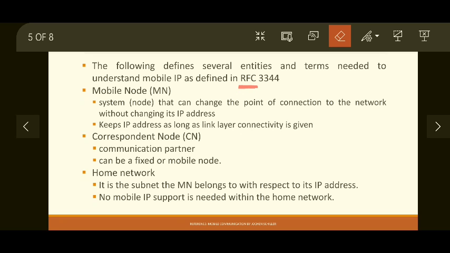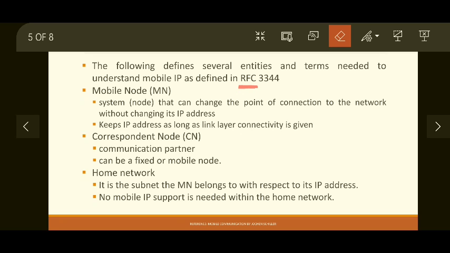It has defined several new entities and terminologies. Let's look at them one by one. First one is the mobile node. Communication will happen between at least two nodes. One of them will be a mobile node, which is a node that can change its point of connection to the network without changing its IP address.